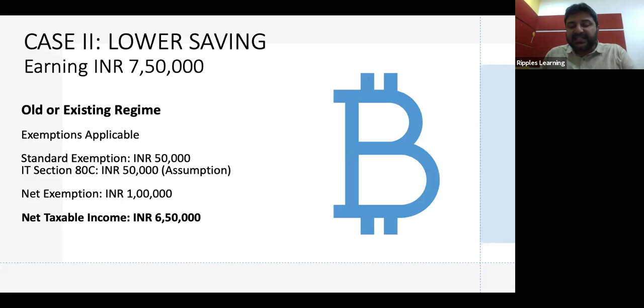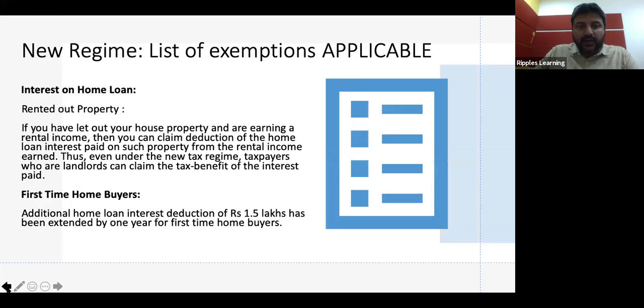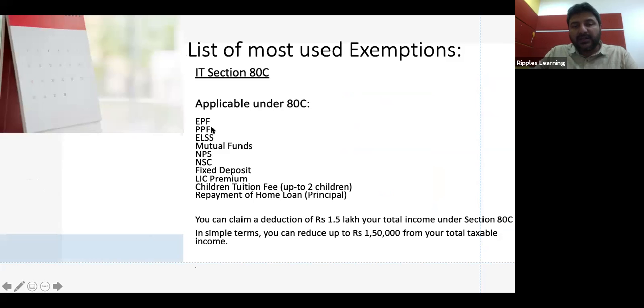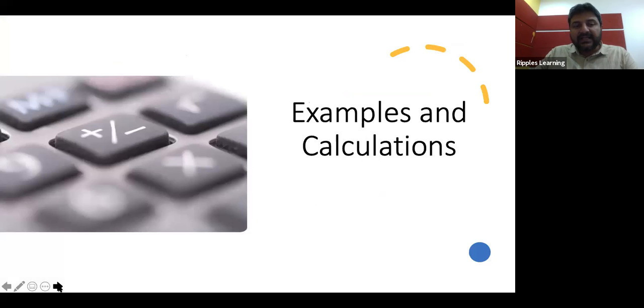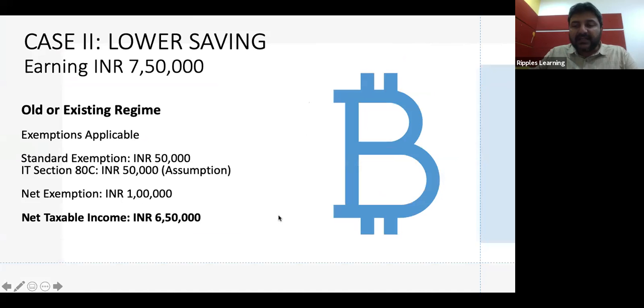And under IT section 80C, what comes under IT section 80C? Under IT section 80C, you have children tuition fee, repayment of home loan, the principal part, and any LIC premium that you are paying, any NSC investment that you have made, any fixed deposit that you have taken, mutual fund, ELSS, etc. All this comes under 80C. So let's say under 80C, this person is saving another 50,000. Now this is an assumption, right?